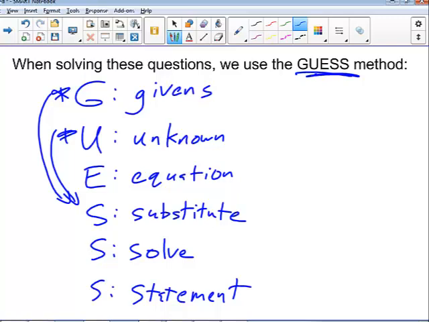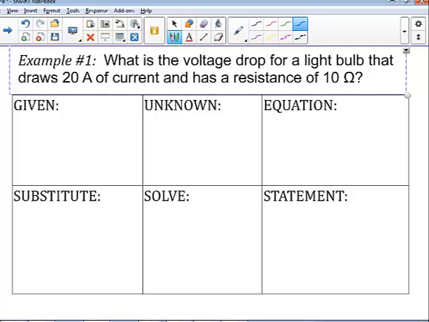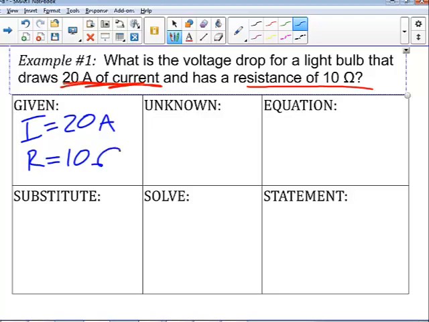So let's look back at your note. There's the first example there. Example 1 says, what is the voltage drop for a light bulb that draws 20 amps of current and has a resistance of 10 ohms? So what information are we given here? We're told that we've got 20 amps of current. So let's list that down. Current equals 20 amps. We're also told that we've got a resistance of 10 ohms. So therefore, we can also list this down. What are we missing? Well, we're looking specifically for voltage. So there's where our question mark is.